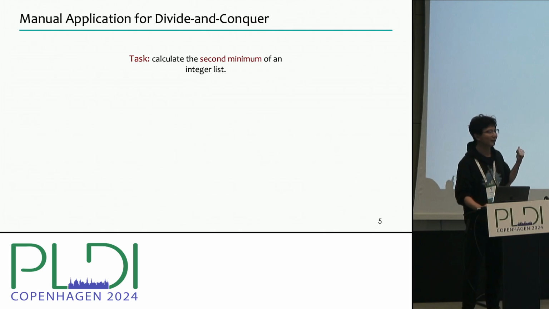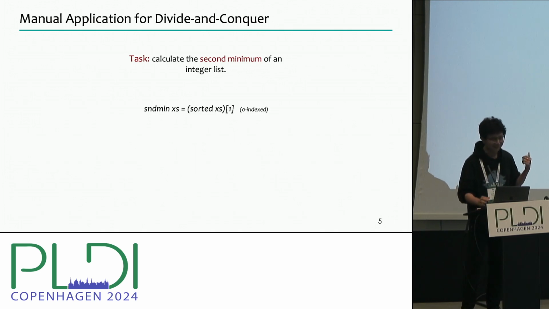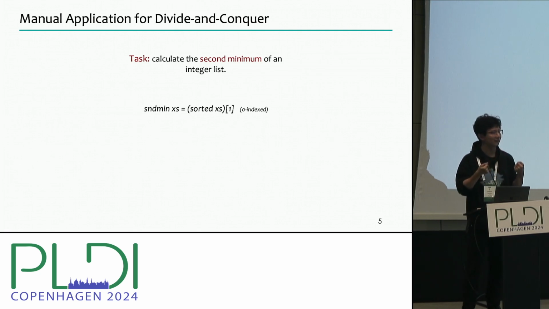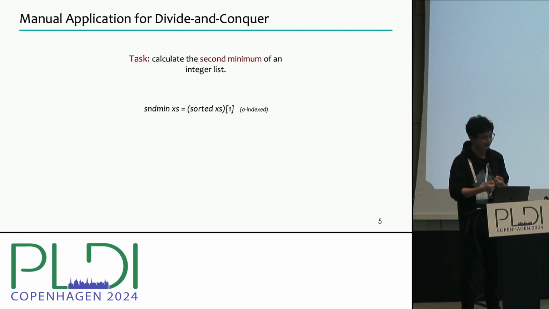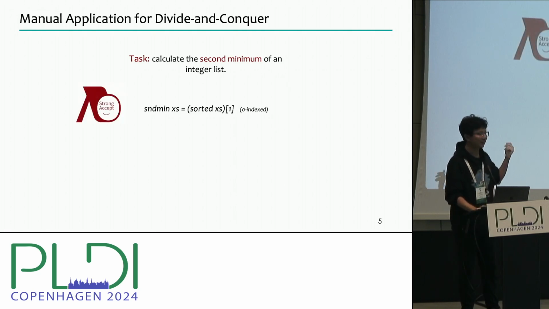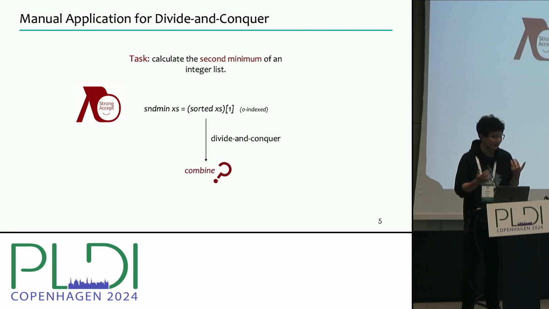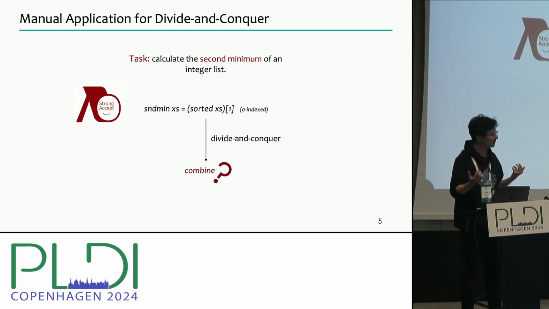Solving this problem is nothing difficult, right? We can just write this program by sorting the list from small to large and then taking out the second value in the sorted list. I believe that every programmer is willing and able to write such a program. Now let's consider what will happen if we want to write a divide and conquer algorithm. That is, how can we get this combinator?